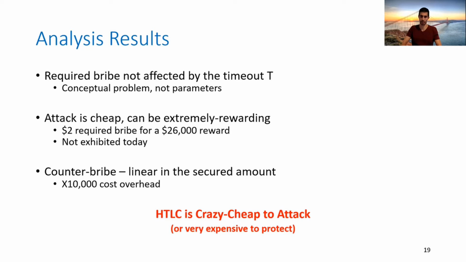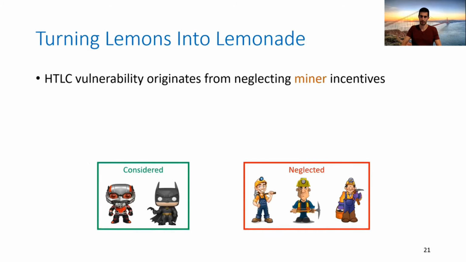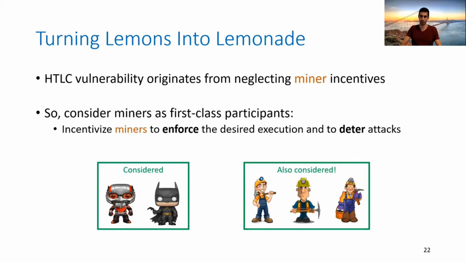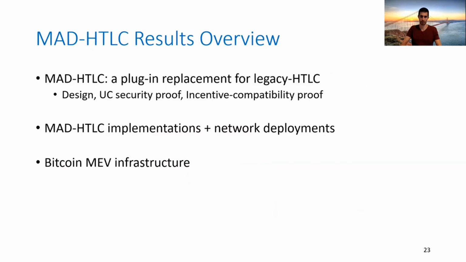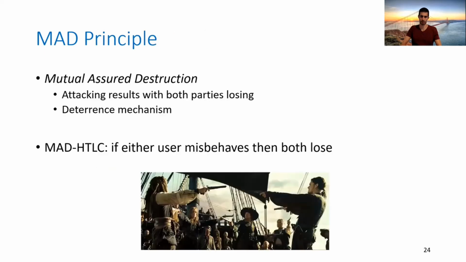We present MAD-HTLC. Recall the problem is that HTLCs don't consider miner incentives. So let's not do that anymore, but actually use the miners to enforce the desired execution and to deter attacks. Here is a quick overview for the remainder of this talk. First, I'll detail the MAD-HTLC contract and the security and the incentive compatibility proofs. Then I'll discuss our Bitcoin and Ethereum implementations and what happened when we deployed them on the main networks. Finally, I'll present our Bitcoin MEV infrastructure.